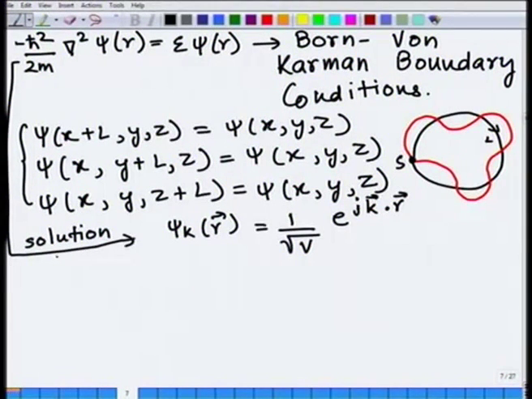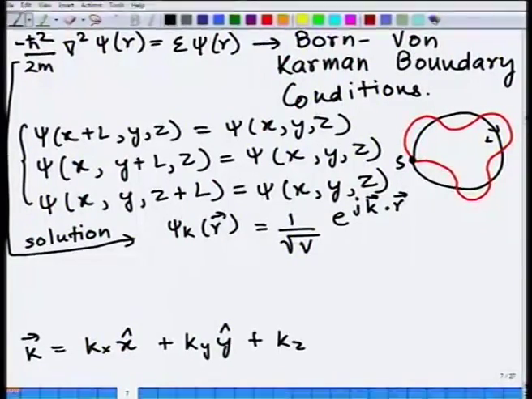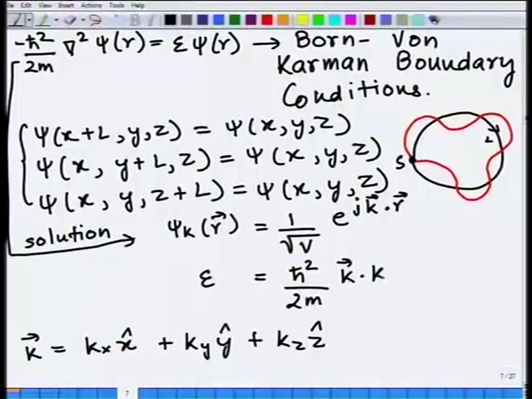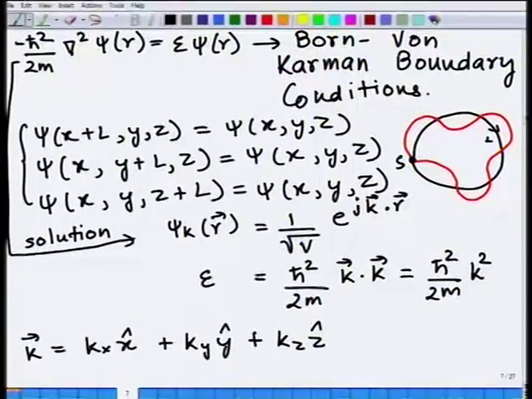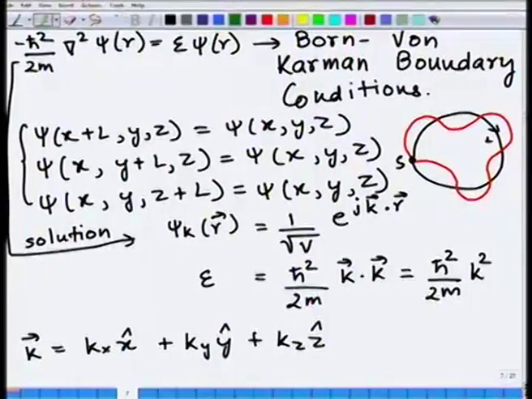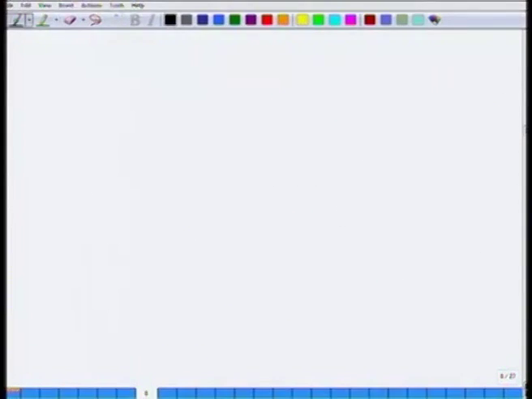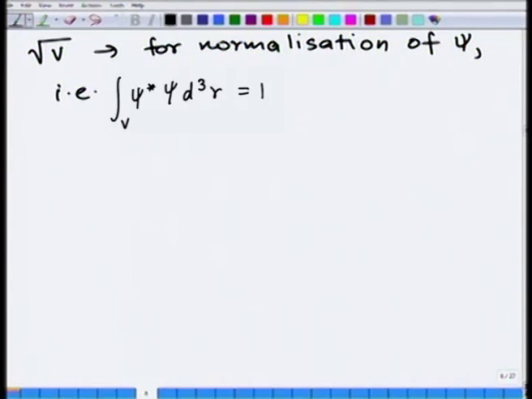You will find that this solution satisfies it, with the definition that the k vector is equal to k of x, x hat, k of y, y hat, written explicitly, and that the energy in that case is h square by 2 m k dot k, which is equal to h square by 2 m k square. That is the energy. The square root v basically appears for normalization. You must make sure that the normalization is 1. So in order to make sure that this wave function is normalized, this square root of v appears there, but the form of the solution is this right here.